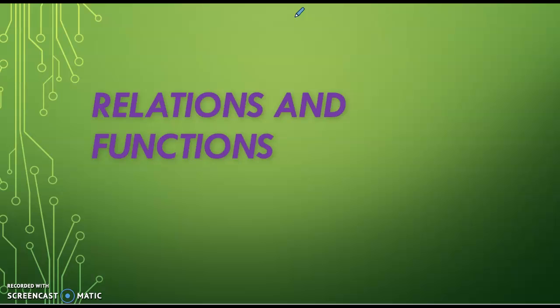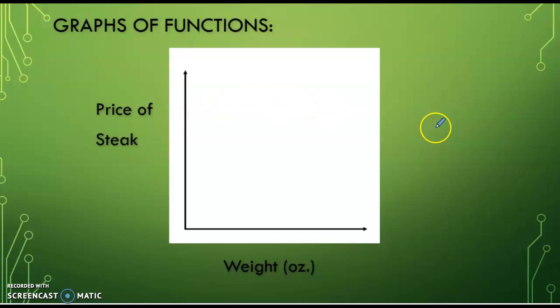For today, I have one goal in mind, so I'm going to try and keep this video a little shorter, and it's just really understanding the difference between what is a relation and what is a function. So we just really want to make sure that we have a good solid definition and a good understanding of what a function is.